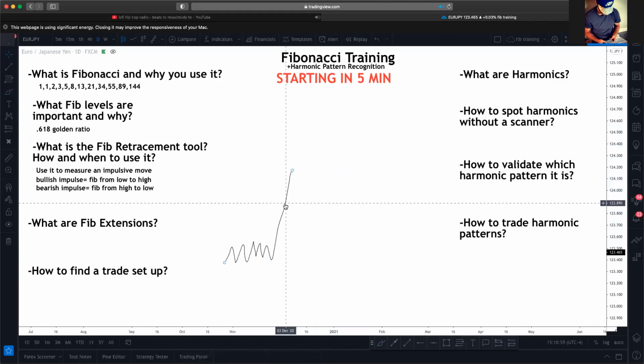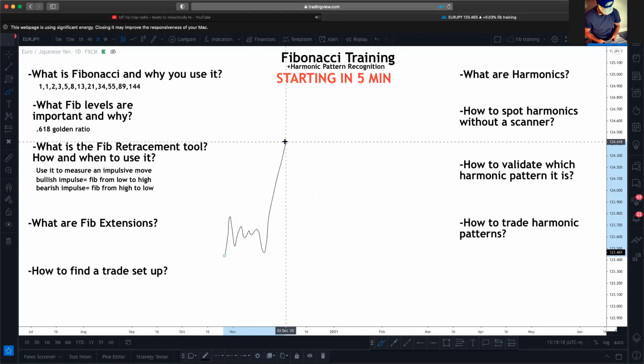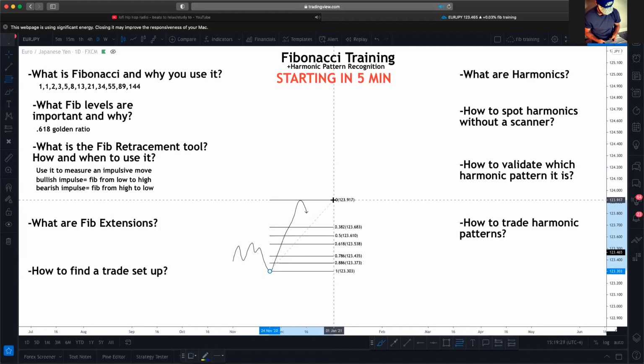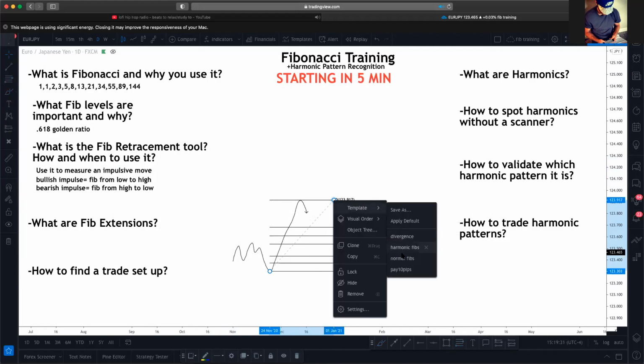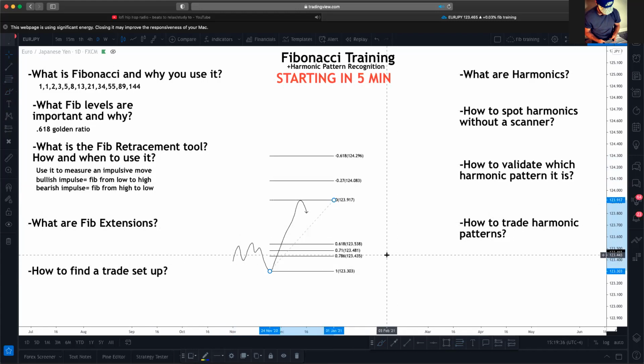Now let's talk about extensions. What are extensions? These are the levels that you're looking at price to go to, right? So I just showed that example of the buy. Where's price going to go to next? Let's give another little example of an impulsive move, and that might be a little high, so let's bring it down here. Impulsive move, okay? And then the market starts to retrace. So we're going to bring out the fib. And this time, I'm going to bring in the extensions. Okay, boom.